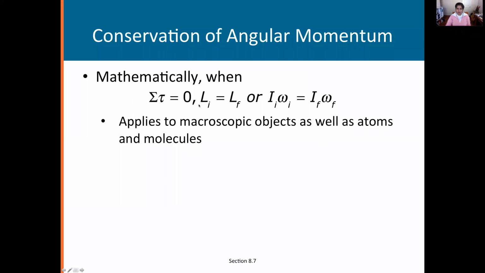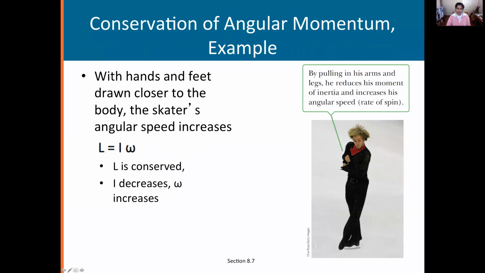And what is the definition for angular momentum? L equals I omega. So I can write this as I times omega at the initial time equals I times omega at the final time. And this applies to all kinds of objects: macroscopic, which means objects at a large scale, and also microscopic objects such as atoms. So this has interesting implications, and let's look at one.